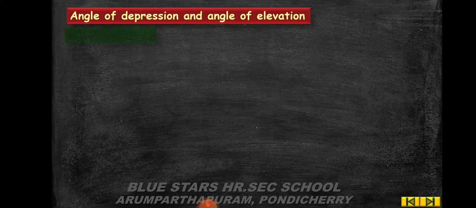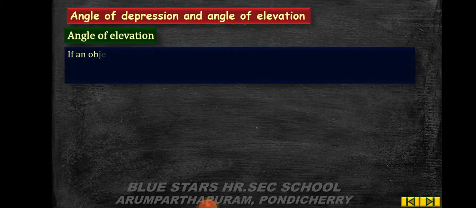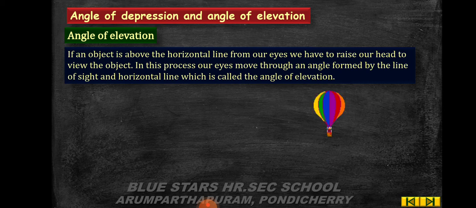From that, first we are going to see angle of elevation. So angle of elevation is nothing but if an object is above the horizontal line of our eyes, we have to raise our head to view the object. In this process, our eyes move through an angle formed by the line of sight and the horizontal line, which is called the angle of elevation.